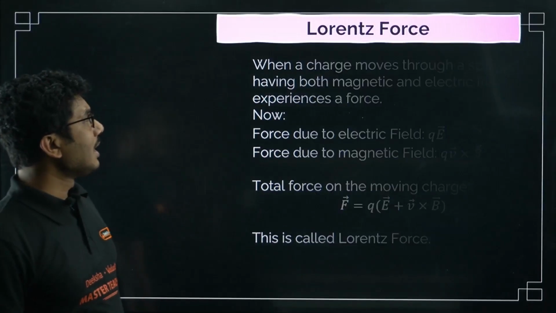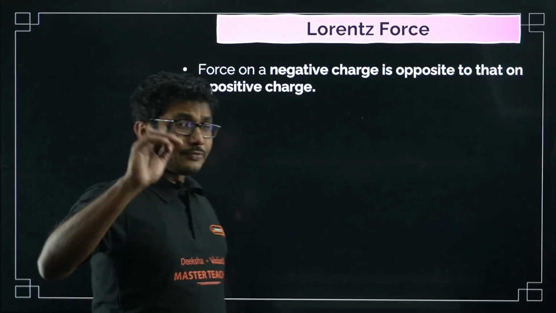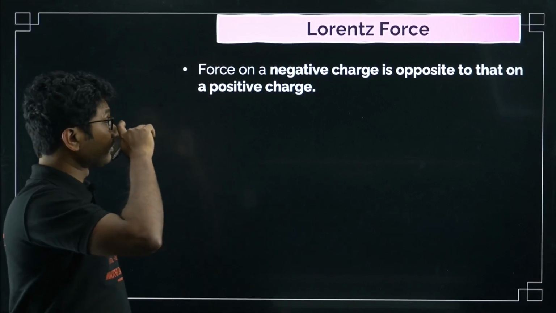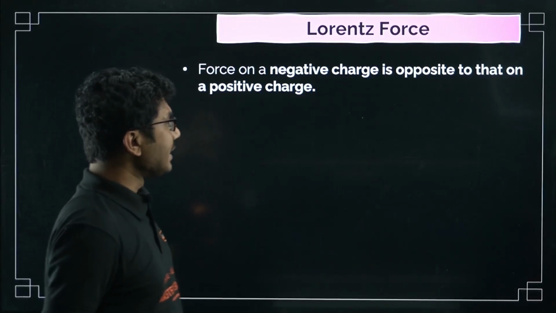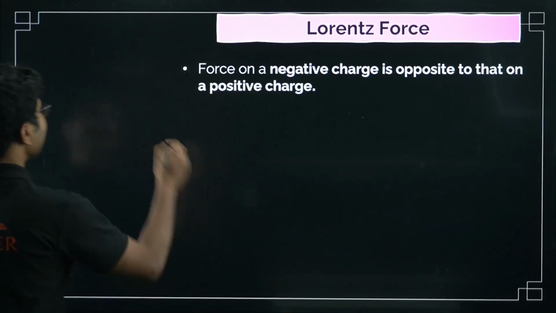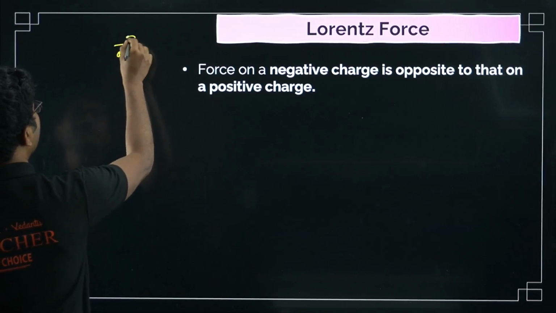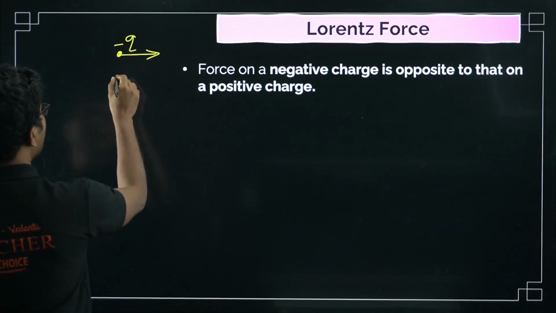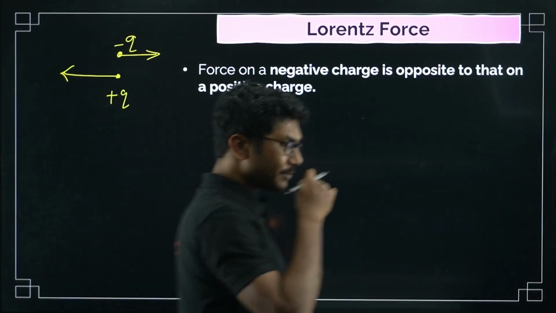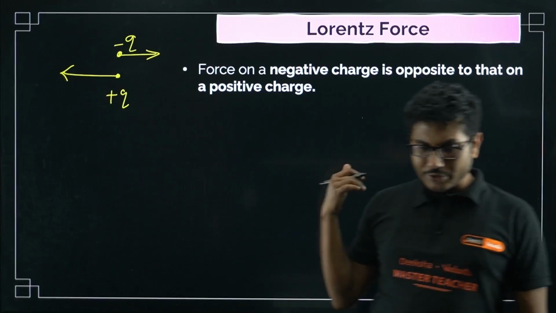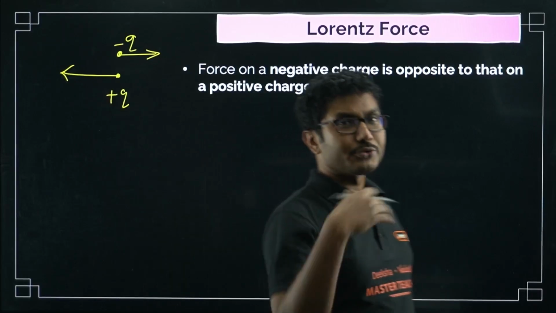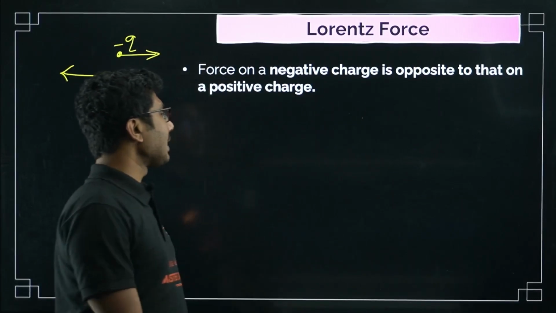Now let's move on to the next part. Based on this formula, a lot of small questions can come. We will solve some of them in our live session. Now, force on a negative charge is opposite to that on the positive charge. If a negative q experiences a force in one direction, then a positive q will experience a force in the opposite direction. So if q is positive it experiences a force in a particular direction, and if it is negative, in the opposite direction. You have to be careful about it.